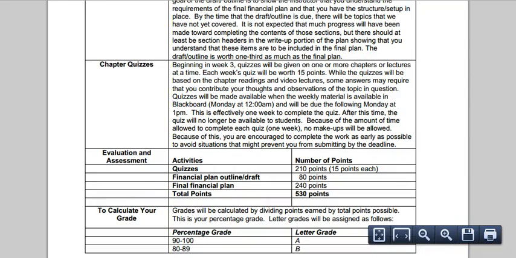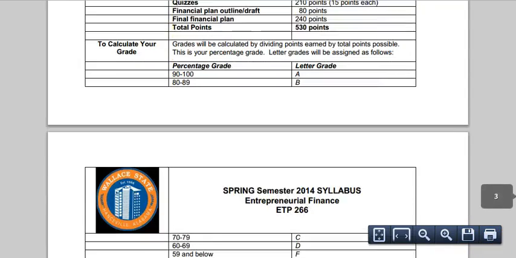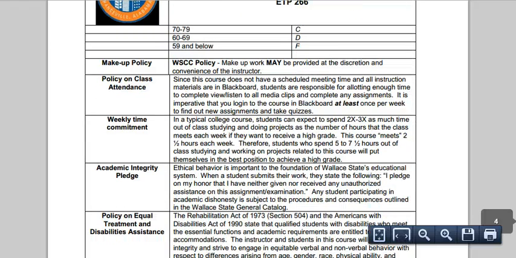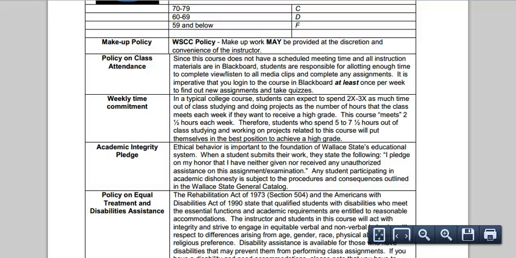The syllabus then goes on to talk about how to calculate your grade. Most of you, I'm sure, are very capable of doing that. Policy on class attendance, time commitment. If you have not heard this before, well, I'm sorry if this is the first time that you have heard it. In a typical college course, students can expect to spend 2 to 3 times as much outside of class studying and doing projects as they do in in-class meeting time.